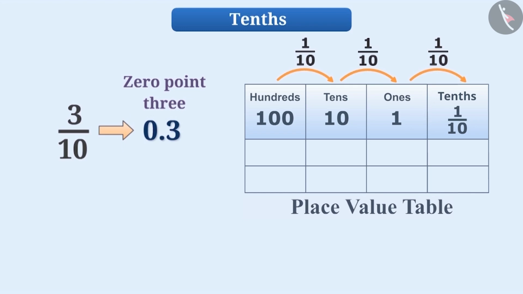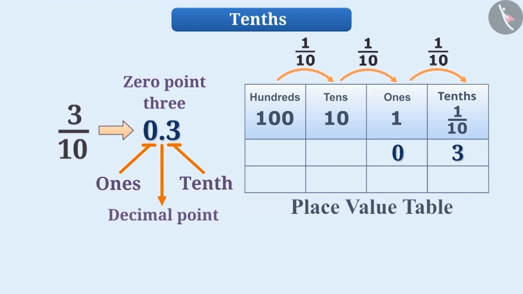So, we can say that in 0.3, there are 0 units and 3/10. Thus, we can say that the decimal point separates the units from the tenths, which means it separates a whole from its parts.